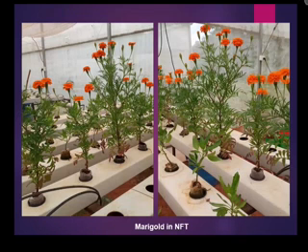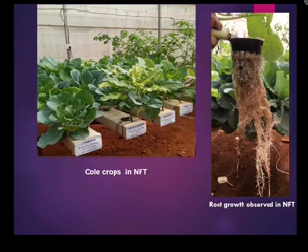So these are the different photographs of the crops we have taken earlier, even some flower crops if somebody is interested, and some of the cole crops like cabbage. And you can see how the root growth is happening in an NFT system.